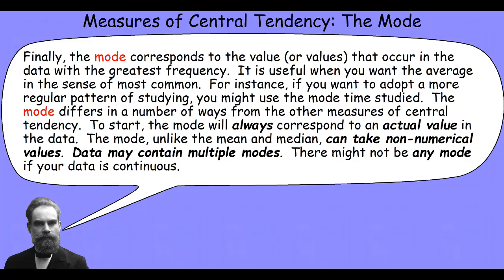That is, the mode will differ in a number of ways from other measures of central tendency. To start, the mode is always going to correspond to an actual value in your data and a possible value in the population. Always. The mode, unlike the mean and the median, can take non-numerical values. And data may contain multiple modes. There may be more than one value that has an equally high frequency. And in fact, if your data is continuous, there may not be any mode at all.